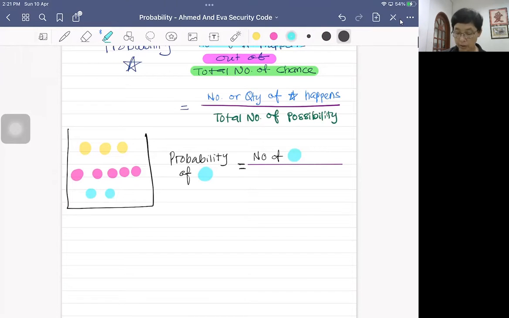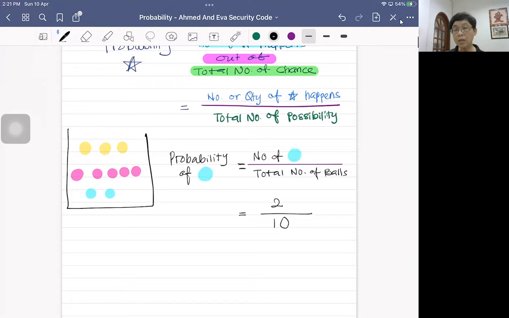Then out of what? Out of the total number of balls available. So now by the simple diagram, we can see easily there are a total of 2 blue balls. Out of how many balls altogether? So you see 3 plus 5, you got 8, and plus 2. So altogether there are 10 balls.